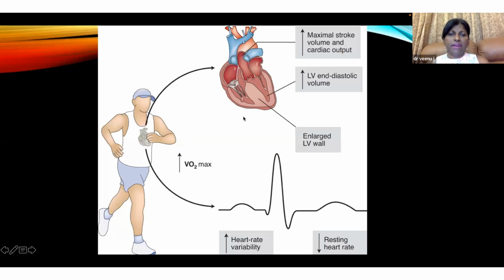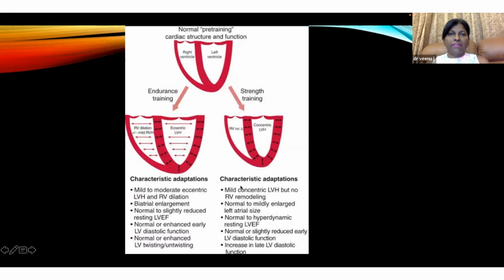So here we see an athlete who's running. We see that his VO2 max is increased. And similarly, in order to maintain that VO2 max, his stroke volume and heart rate will increase. His end diastolic volume will increase. And because there is some amount of increase in the afterload, his LV wall also will get thickened. So heart rate variability will increase over a period of time. He becomes vagotonic and his resting heart rate will come down. So what are the other changes?